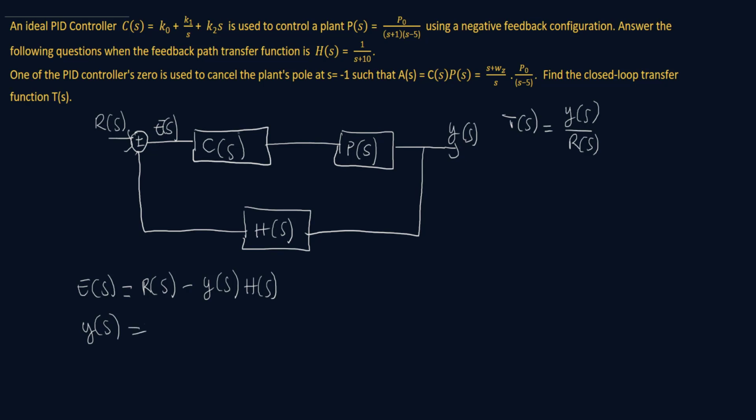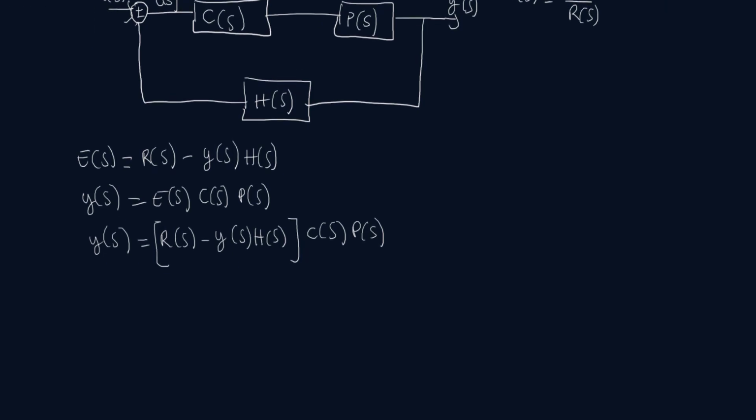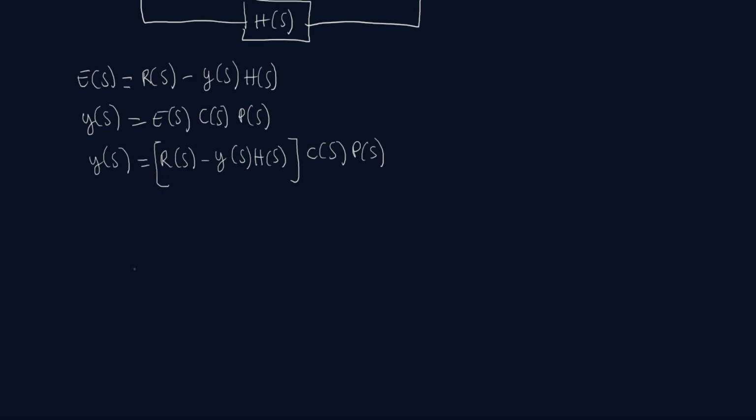So y of s here is this line over here, all of these multiplied together. So E of s times C of s times P of s. Now we can just replace E of s by its value. So y of s, E of s is equal to this right here, that's R of s minus y of s h of s. So this is your E of s over here, and the whole thing is multiplied by C of s P of s. From here on, really, it's just math and simplifications, plug and play, etc. So we'll just simplify this. So y of s.